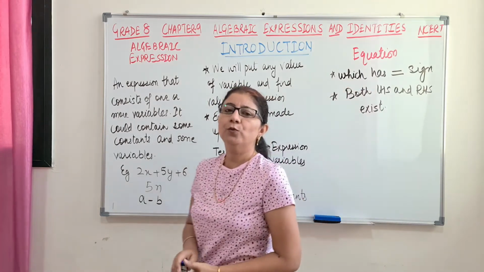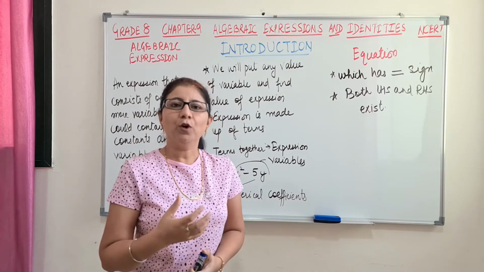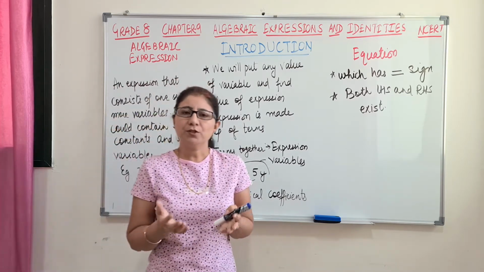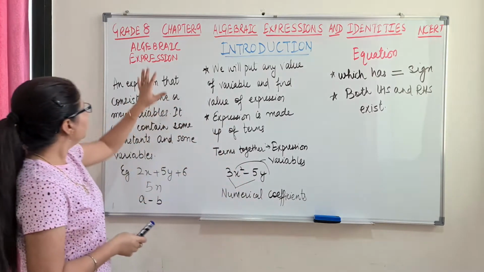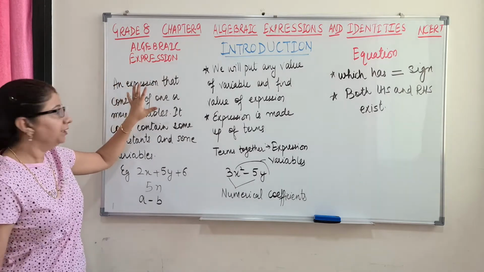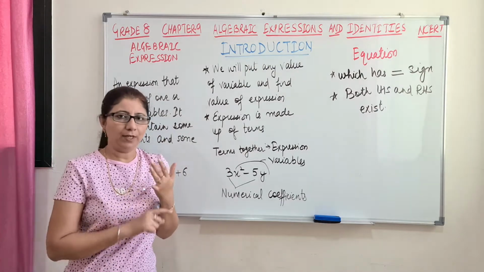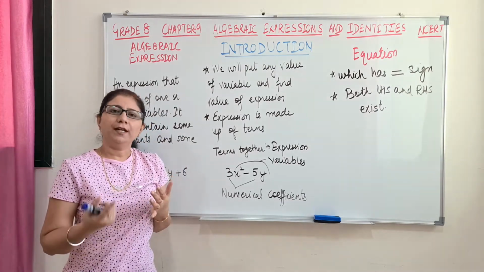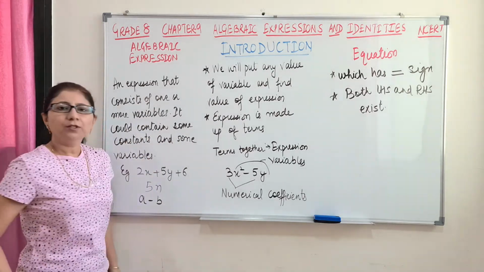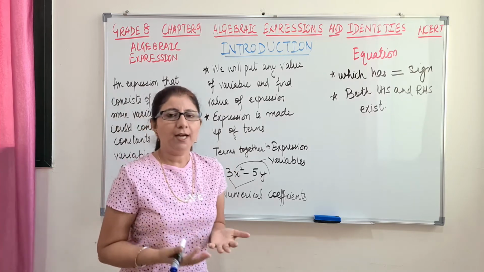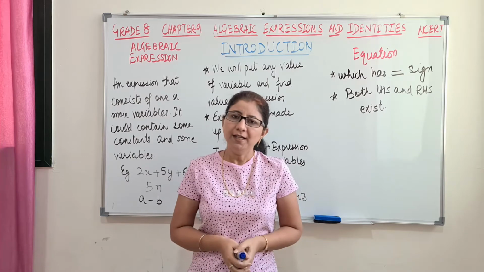First of all, we should know what is an algebraic expression. You might have done in the last grade also what are expressions: any combination of different terms in which we have some variables and some constants. So an algebraic expression is an expression that consists of one or more variables. That means we can have only one variable in the expression or more than one variable. It could also contain some constants and some variables.